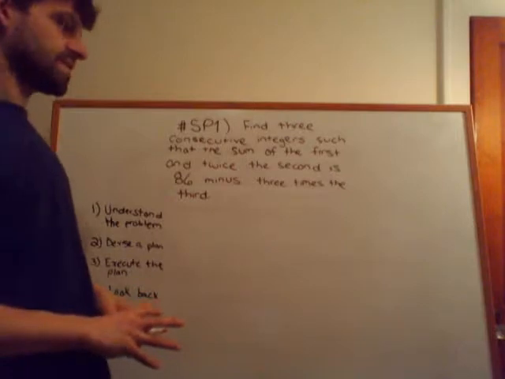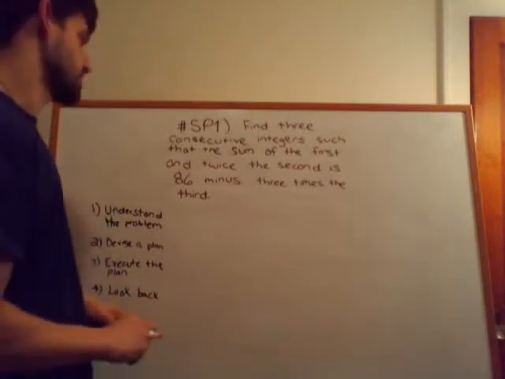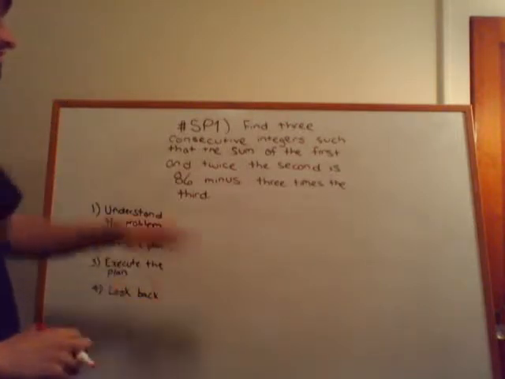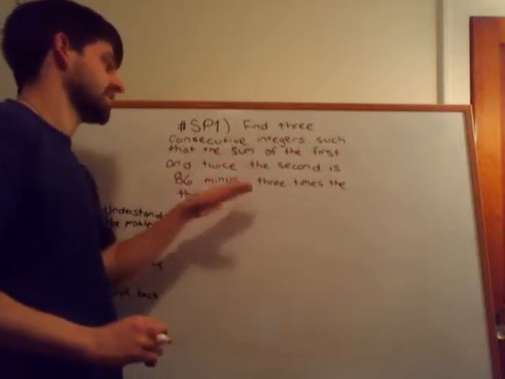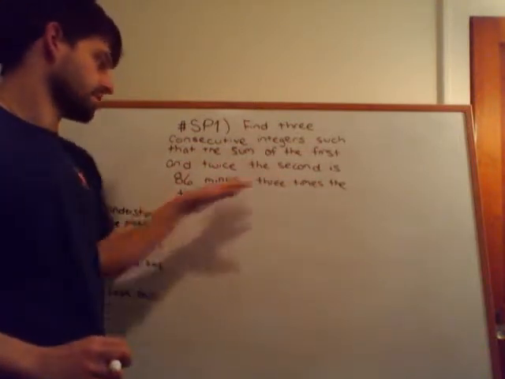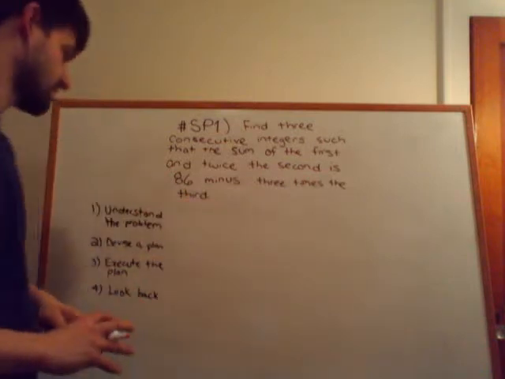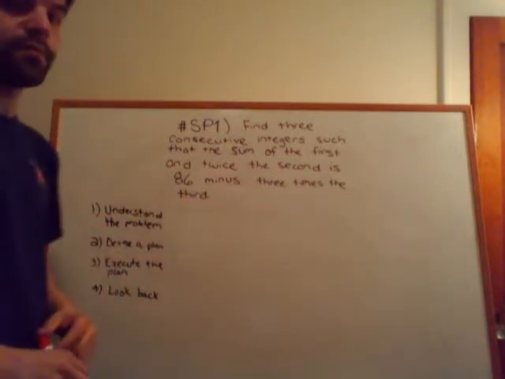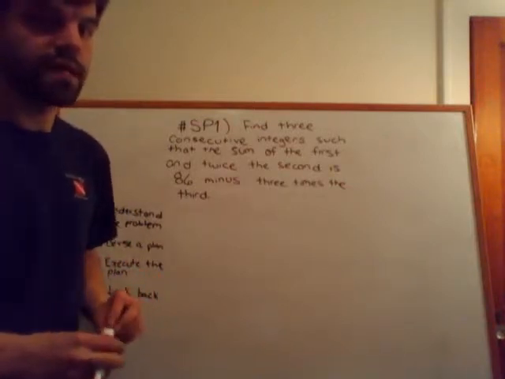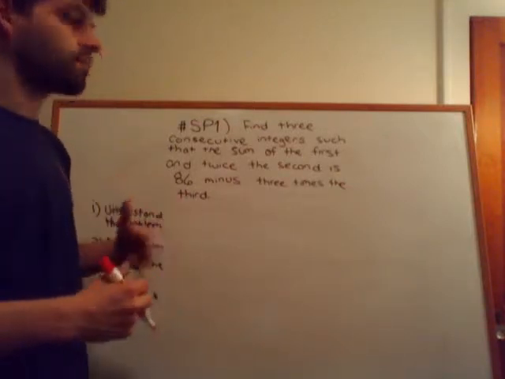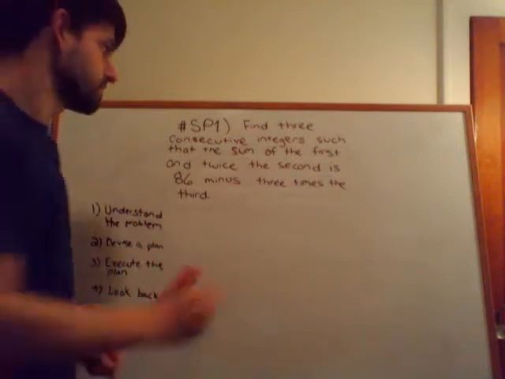So, story problem 1 says, find three consecutive integers such that the sum of the first and twice the second is 86 minus 3 times the third. Now let's do our first step here. We're going to define a variable, but before we do that, I want to show you some key and buzzwords that will definitely help us in formulating an equation.